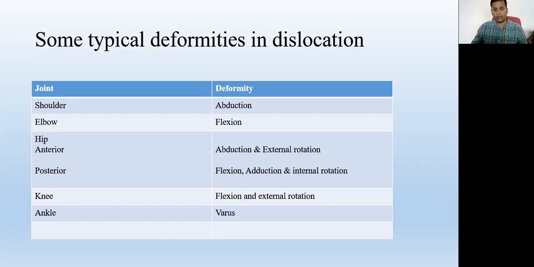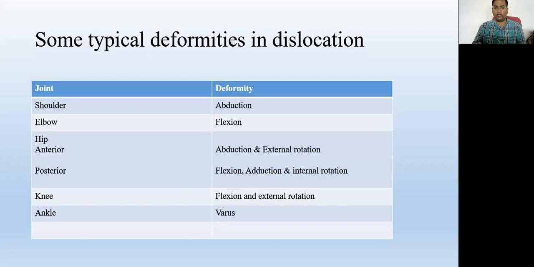In dislocation of the knee, there is flexion and external rotation, while in the ankle there is a varus deformity. There are two kinds of deformity in the ankles, varus and valgus. Understand? Varus means the joints become closer, while in valgus, the joints become separate, meaning the distance between the two joints increases.